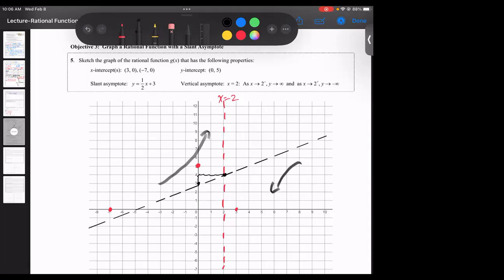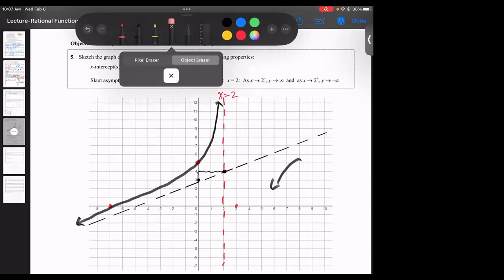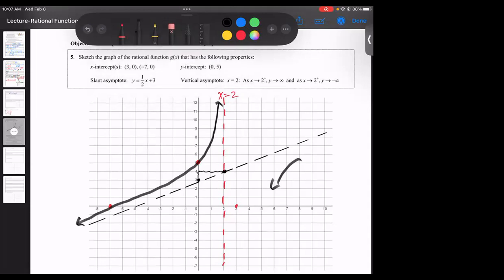Now, let's do a proper graph. On the left, you kind of go through those 2 dots, right? So your graph looks like this. And on the right, you're gonna go through that 3, 0, the x-intercept. Direction. There you go. That's your graph with the slant asymptote.